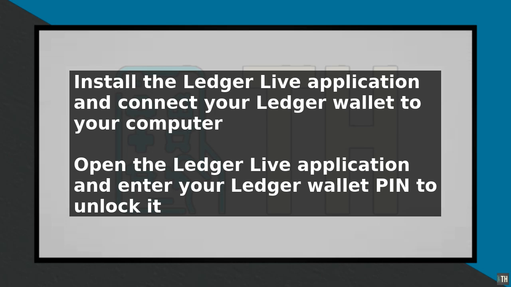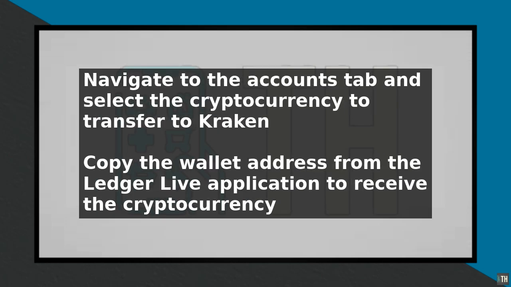Now, log into your Kraken account and navigate to the Funding tab. Click on the Deposit button next to the cryptocurrency you want to transfer. Select the correct cryptocurrency and paste the wallet address you copied from the Ledger Live application into the deposit address field. Before initiating the transfer, ensure you have the minimum required balance in your Kraken account to cover the transfer fee. The transfer fee will be deducted from your Kraken account balance.